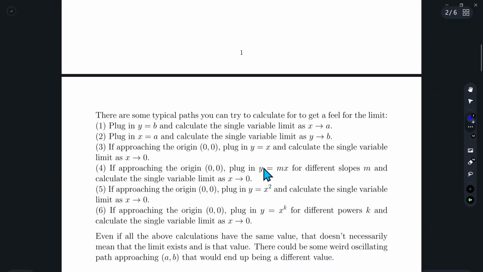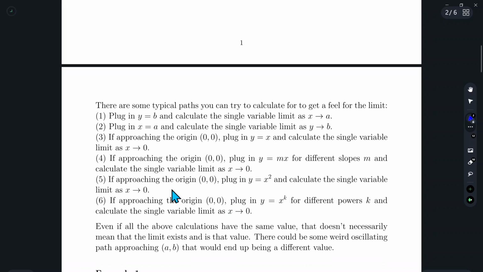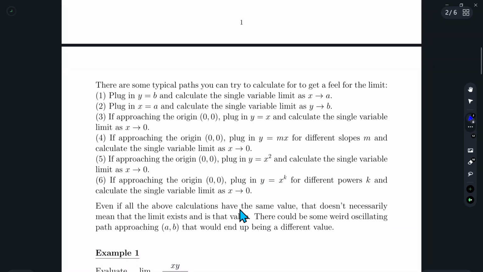So instead of y equals x, you can take lines with different slopes and then try to calculate those limits. You can also take a path following a parabola, so y equals x squared, and you calculate that limit. And you can also take y to be different powers of x, or x to be different powers of y. Okay, so again, what we're trying to do here is to show that a limit doesn't exist by trying to find two particular paths that have different values.